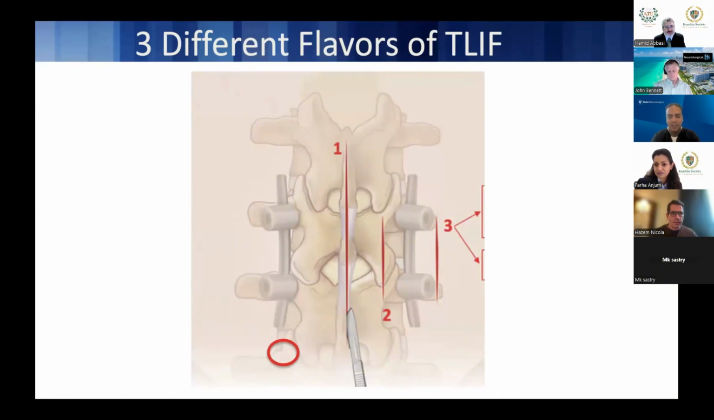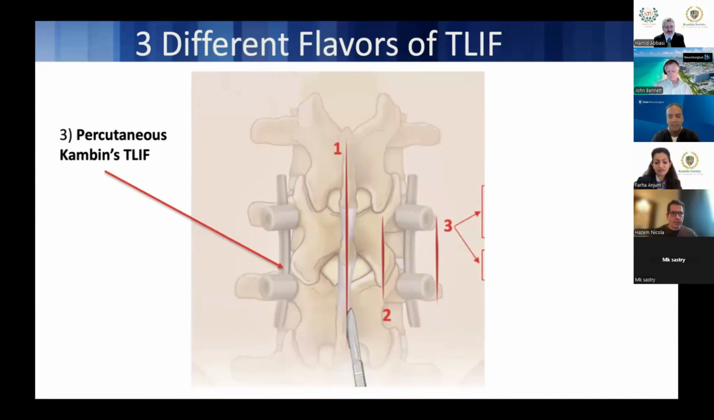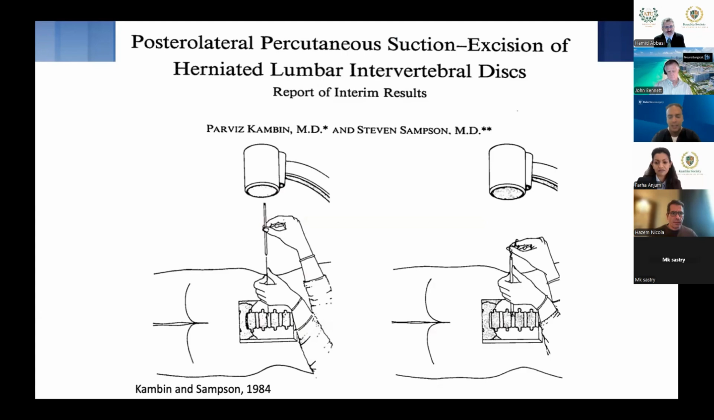The next option is this transfacet pathway. For some of us, this may be difficult because it's maybe foreign to us. And then the last one is through Kambin's triangle percutaneously. And as people have really talked about, Dr. Parviz Kambin was a real giant that we owe a lot of gratitude to.